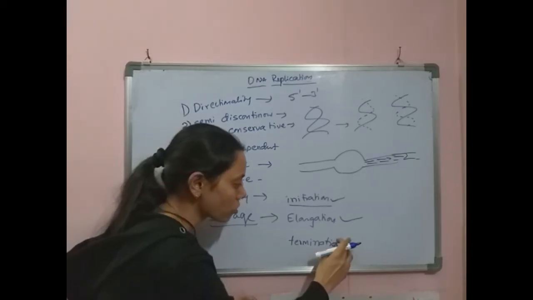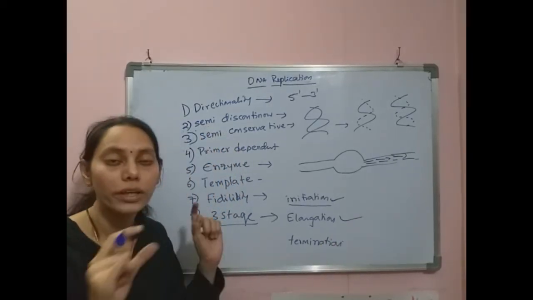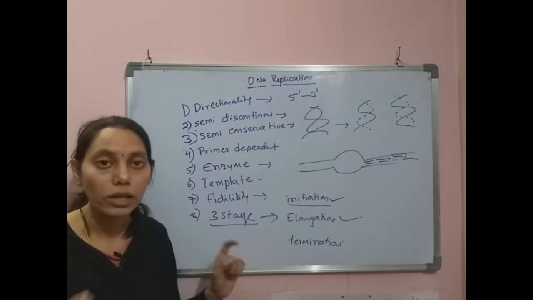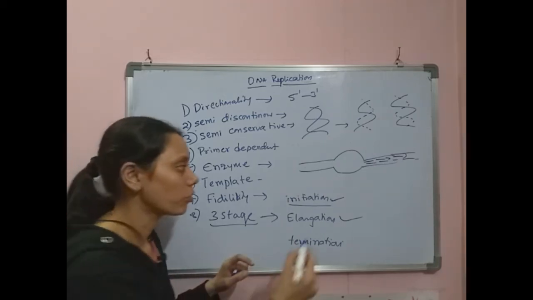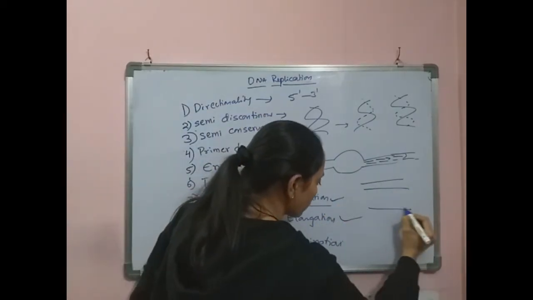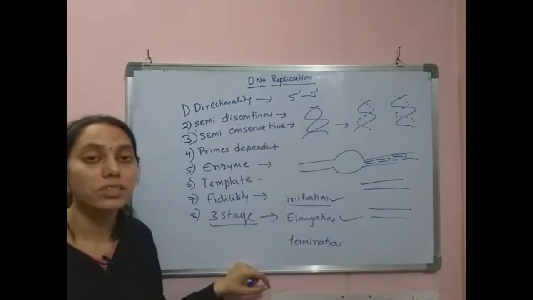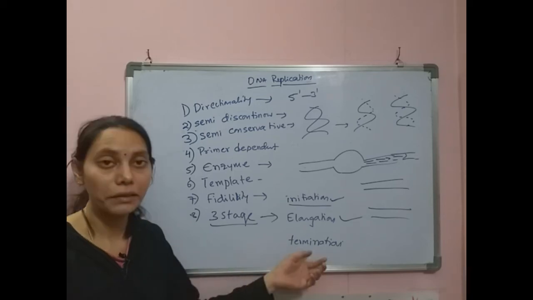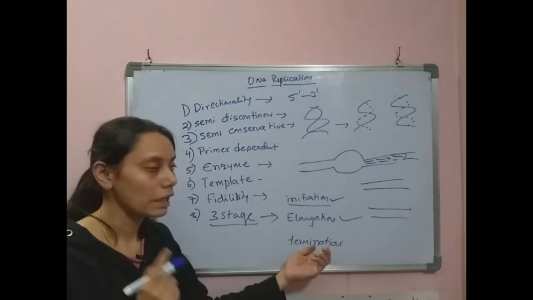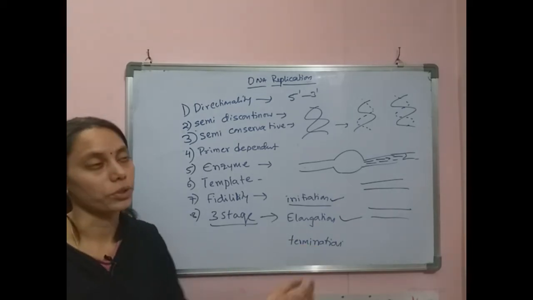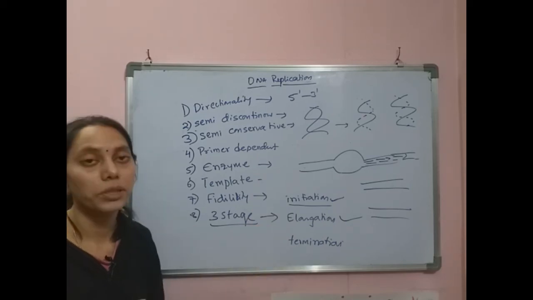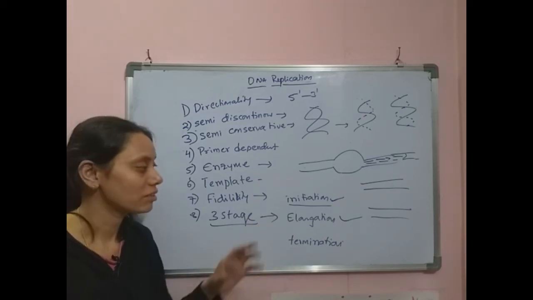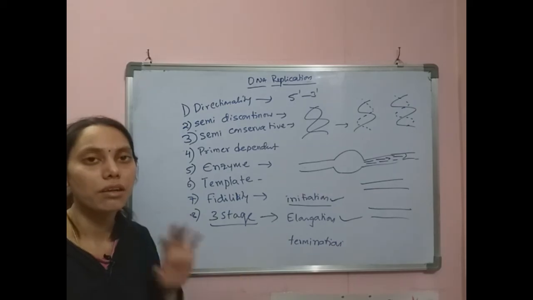And what is termination? Once the whole DNA got replicated in the form of two daughter DNAs, then the process must be terminated. At one point, called the termination site, DNA replication must be stopped, and that is called the termination of replication. These are the three stages of DNA replication.